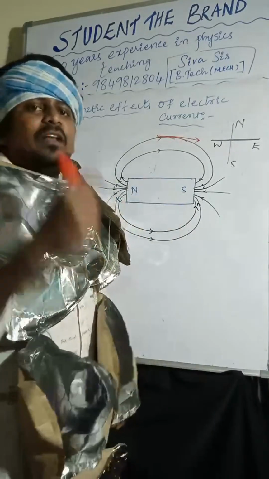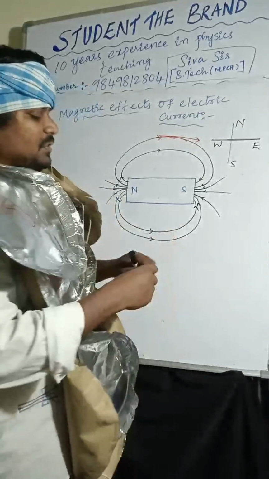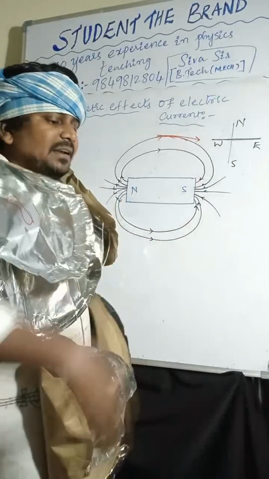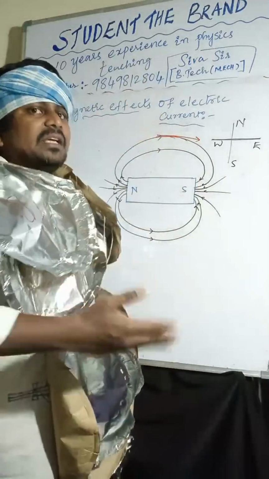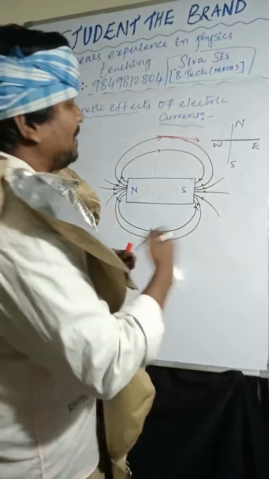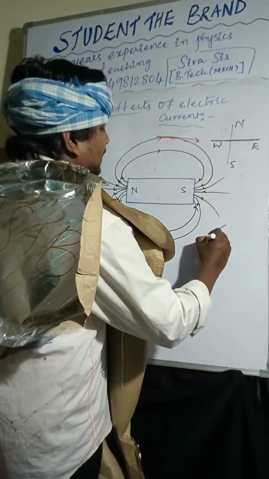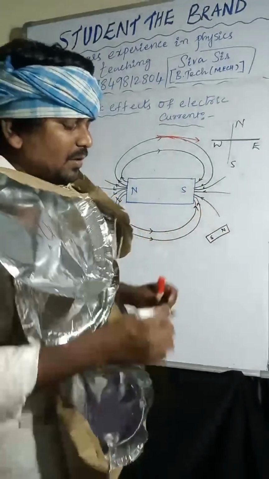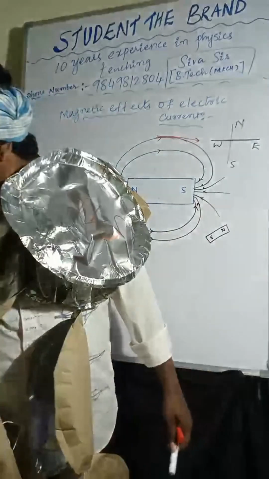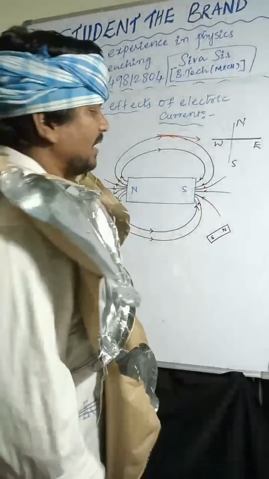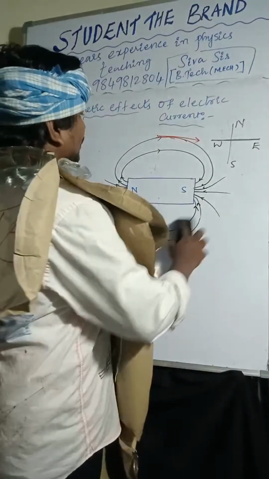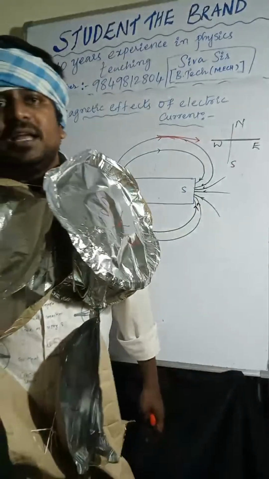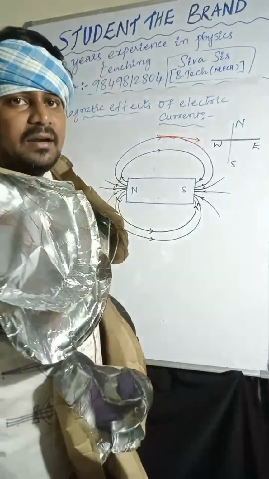If you suspend the magnet, it always shows the north and south direction, but somewhat tilted. It won't show exactly the perpendicular direction from north to south. It will be somewhat tilted, even with a compass. If you place it like this, this is north and south, and it will be somewhat tilted. Even if you take a compass, you will get the same. So this is about magnetic field and magnetic field lines around the magnet, and the properties of magnetic field lines.